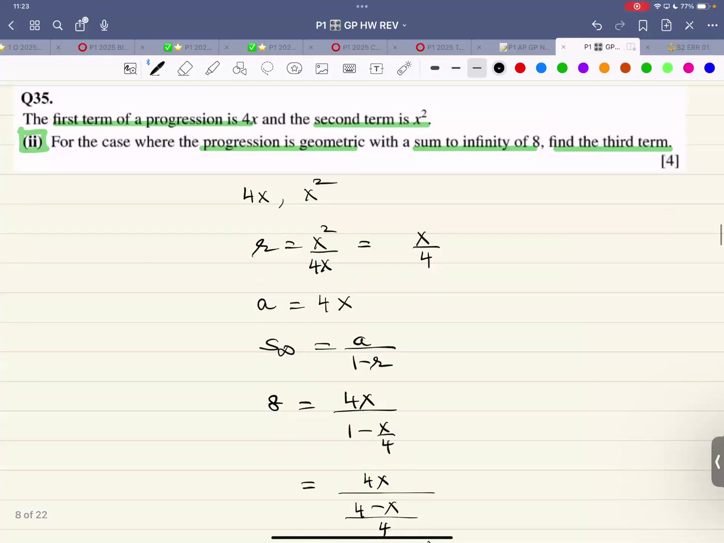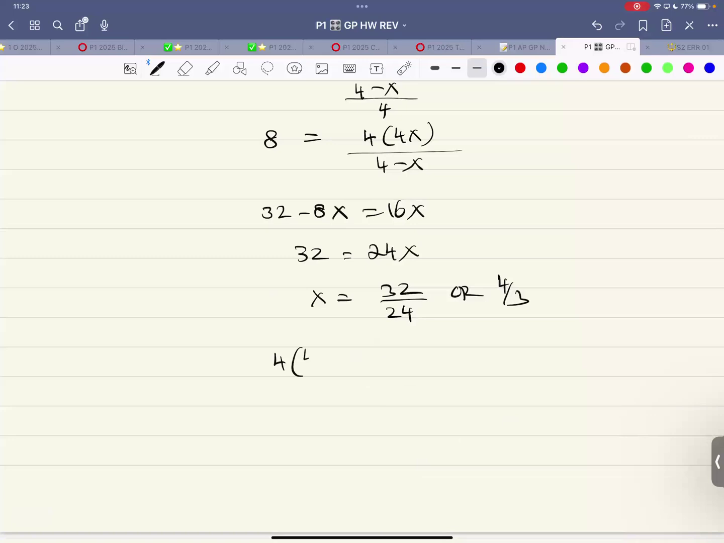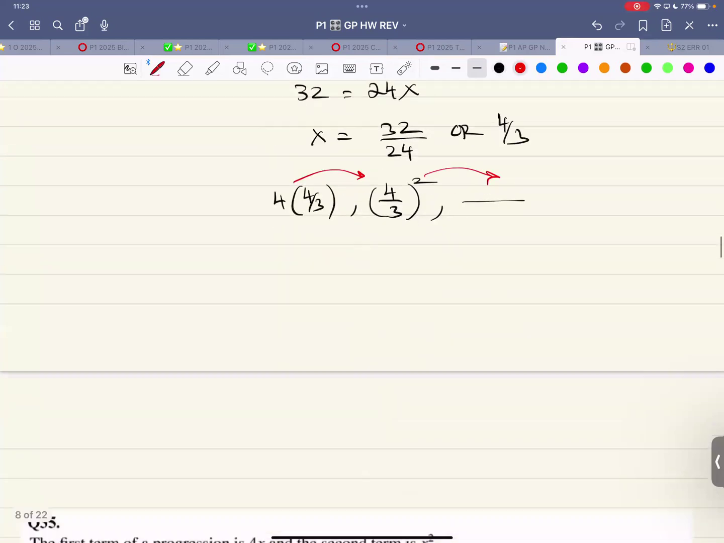Are they asking x? No. They're asking for the third term. So that means 4 into 4 over 3. That's the first term. 4 over 3 whole square. That's the next term. And then based upon the ratio, you can find the third term. All good?